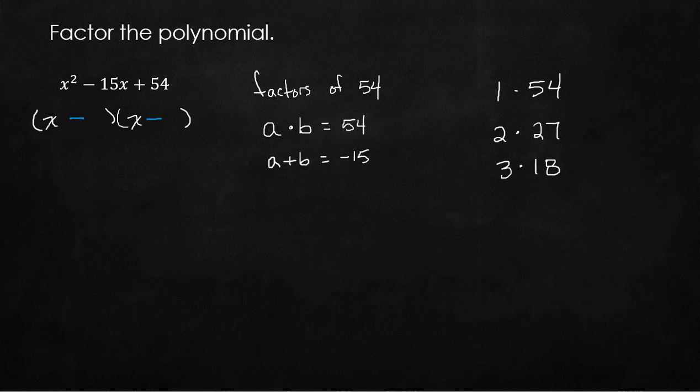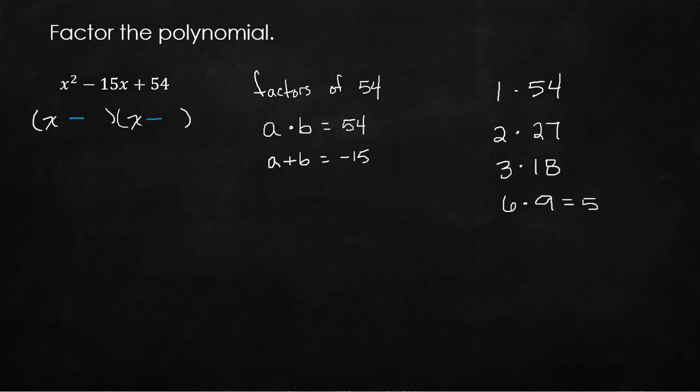So now I'm going to keep going with my factors. 4 does not go into 54. I got ahead of myself. I shouldn't have written that. That's all right. 5 does not go into 54. 6 does. 6 times 9 is 54. And 6 plus 9 is 15.